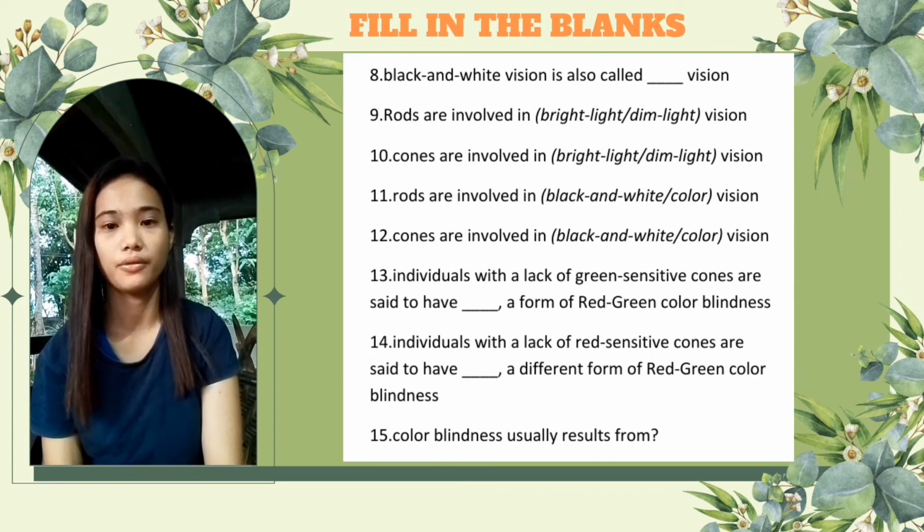Number 13: Individuals with a lack of green-sensitive cones are said to have blank, a form of red-green color blindness. The answer is deuteranopia. Number 14: Individuals with a lack of red-sensitive cones are said to have blank, a different form of red-green color blindness. The answer is protanopia. Number 15: Color blindness usually results from? The answer is inheritance.